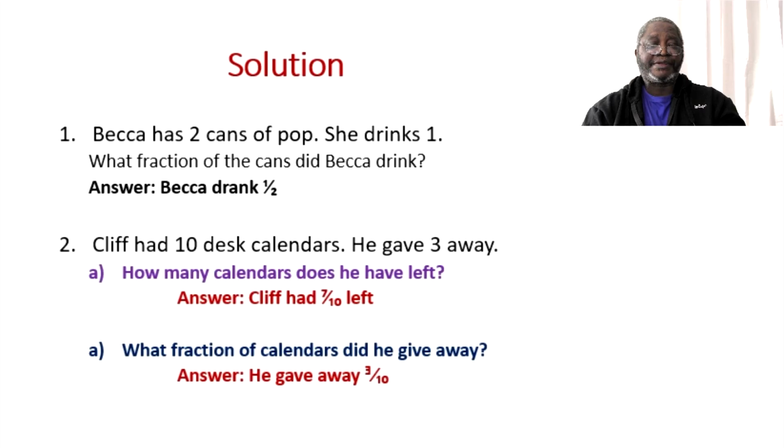Cliff had 10 desk calendars. He gives 3 away. Again, apply your knowledge of whole numbers. So 10 minus 3 is 7. So you apply those figures to the question. How many calendars does he have left? He did not give away. That would be 7/10. What fraction of calendars did he give away? What he gave away was 3/10.